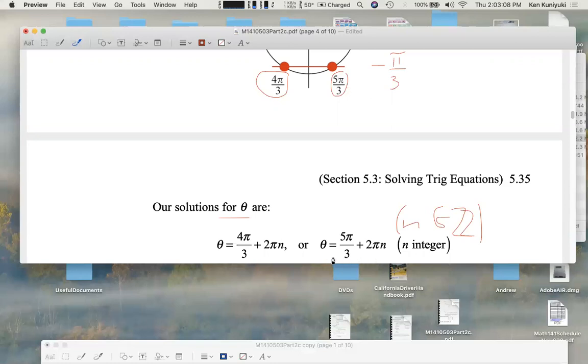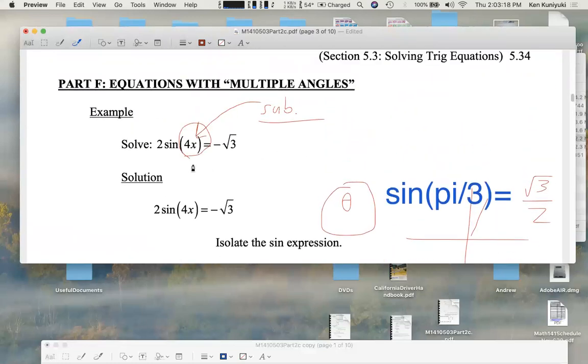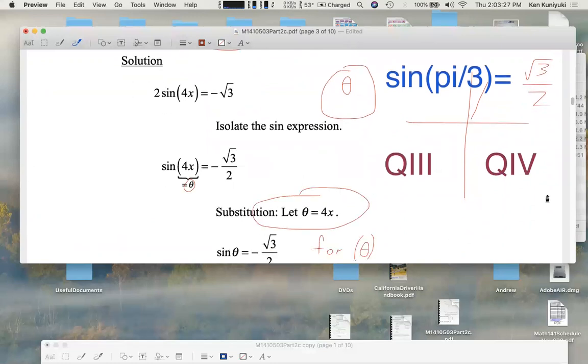But are we done? Are we done? No, because these are our solutions for theta. But the original equation is in x. We need to solve for x. Still, this is a good intermediate step. What's the relationship between theta and x? Theta equals 4x.